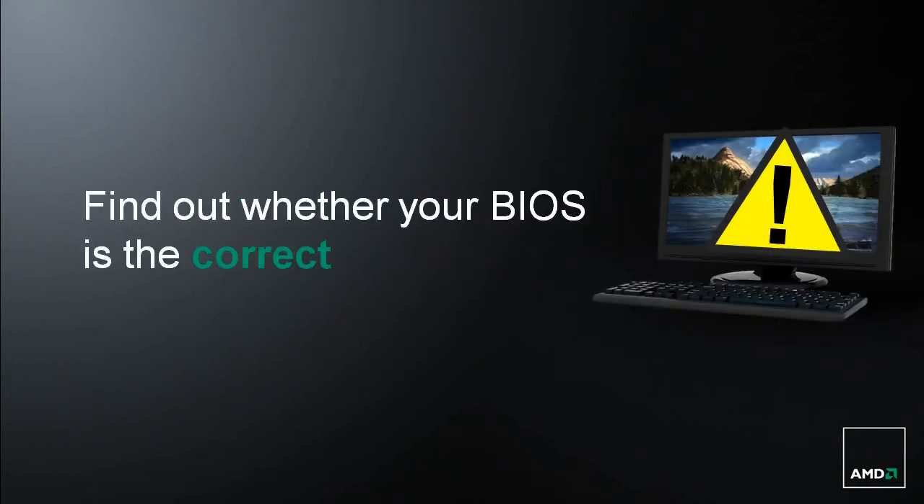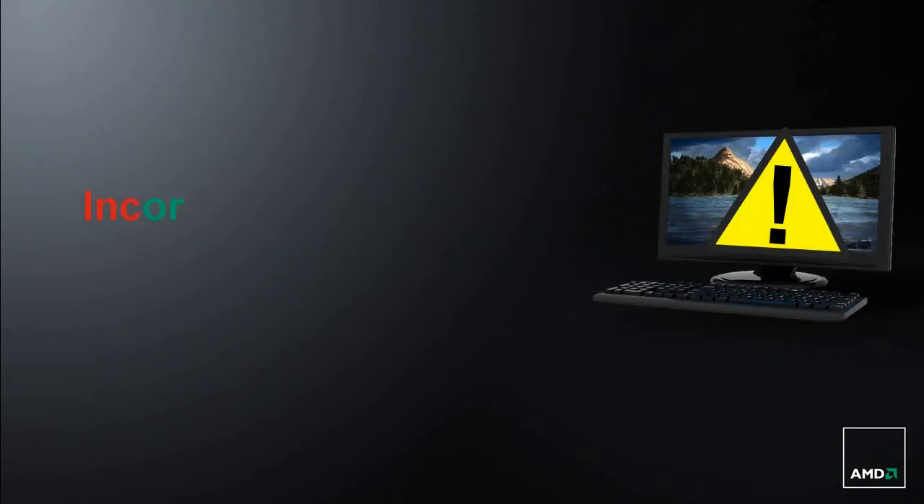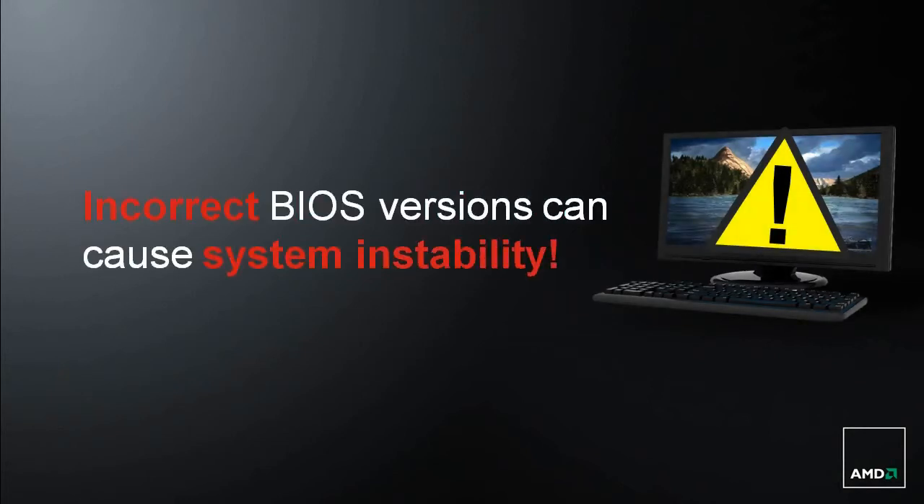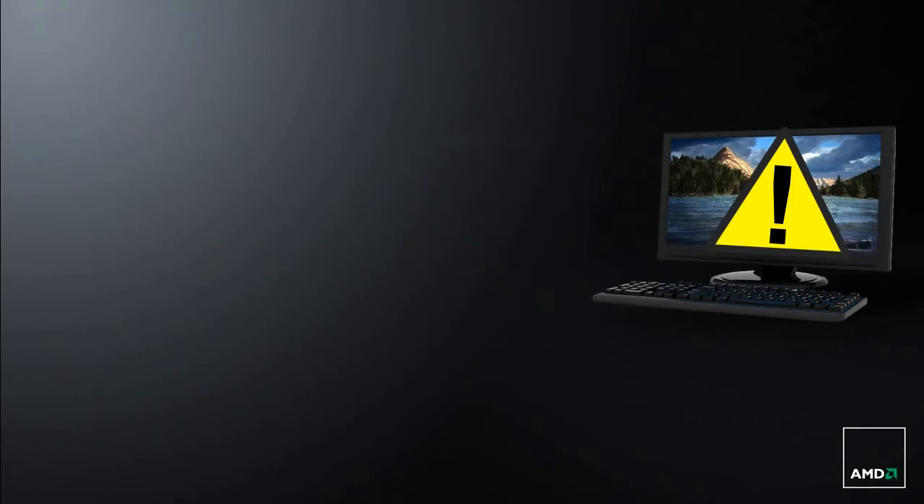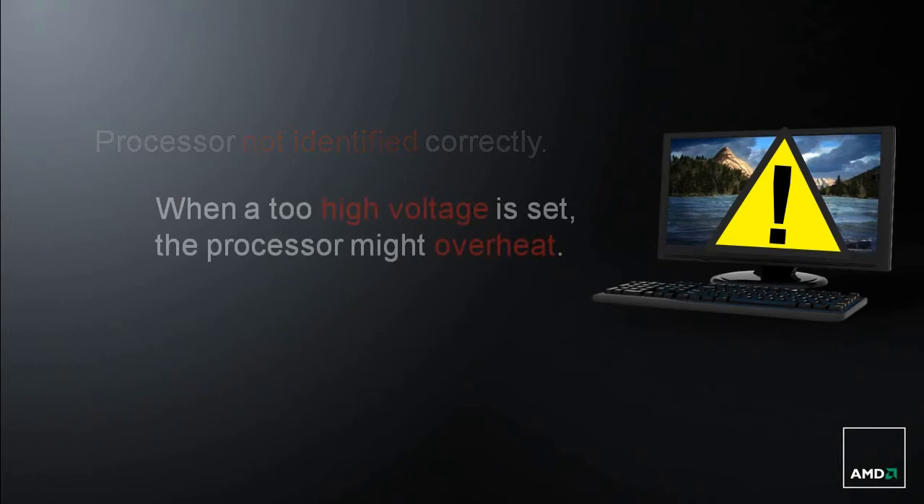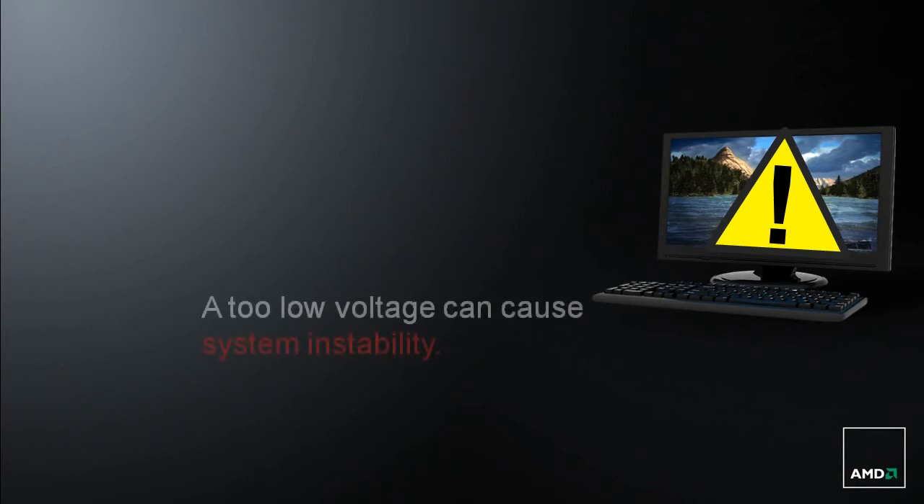Okay, so the first thing we're going to need to do is see whether our BIOS is the correct version, because incorrect versions can often cause unstable systems. Is that right, Tim? That's right. So if your BIOS isn't running properly or doesn't recognise your components correctly, they could run out of specification, they could overheat, they could run slowly, and this could cause lots of issues within your operating system.